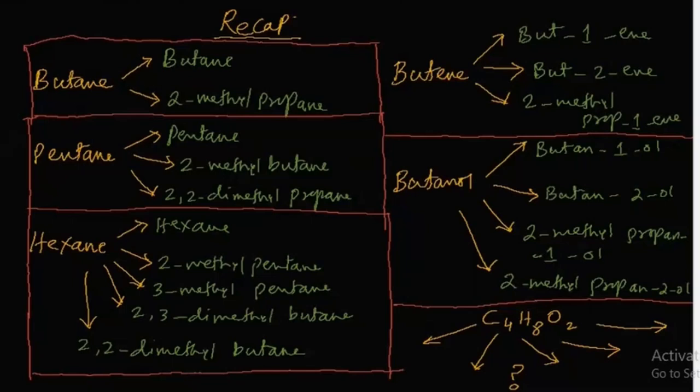Students, just have a recap of what you have learned in today's class. We are talking about isomers: butane, pentane, hexane, butene, butanol, and butanoic acid or ester as well. Now look at the possible isomers.